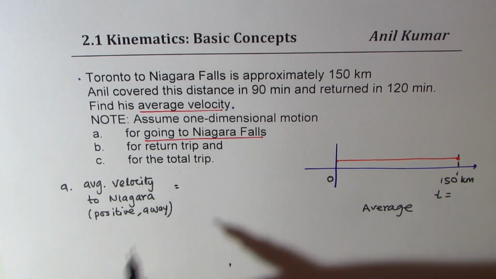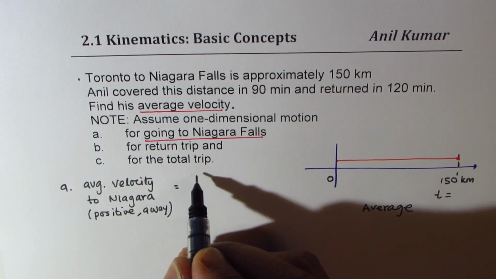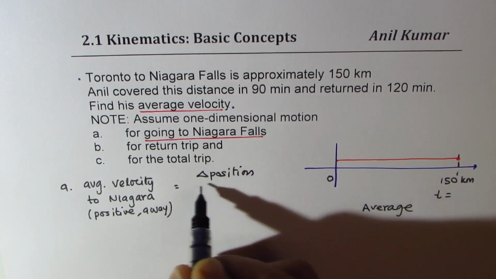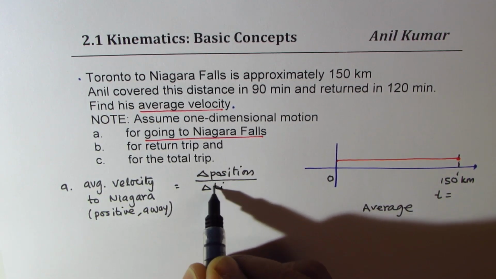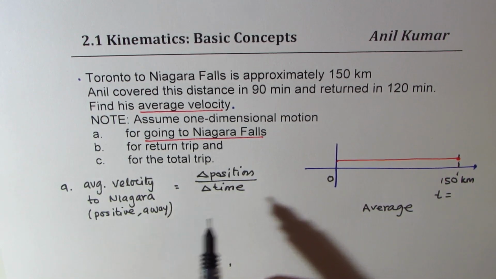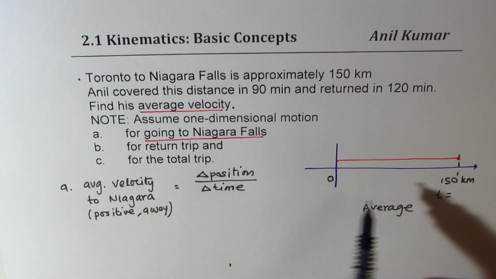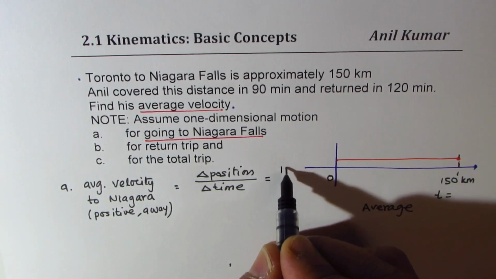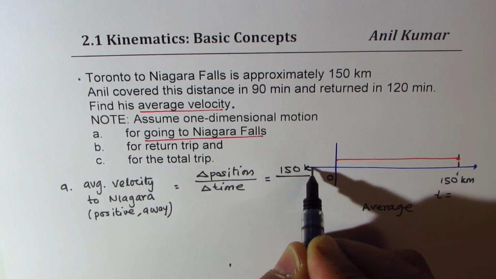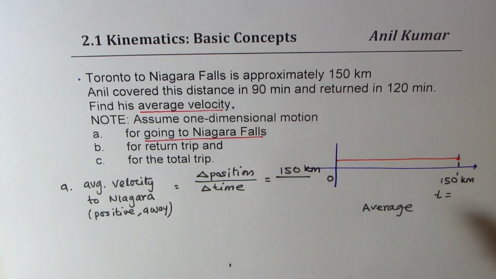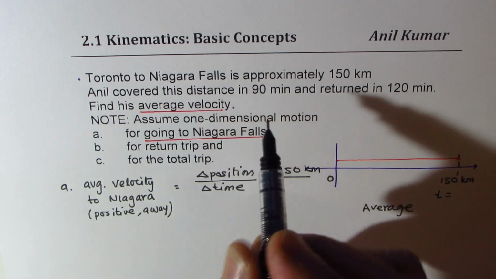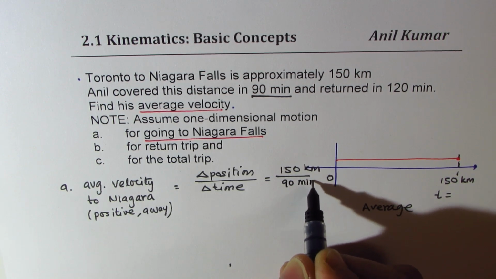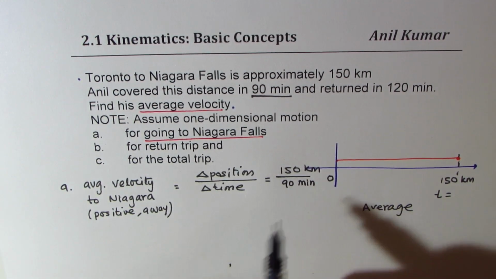So average velocity is change in position over change in time. Now in our case, we'll take the change in position as positive since it is increasing. So we'll say this is 150 kilometers. And how much time did he take? He covered this distance in 90 minutes. So we'll divide by 90 minutes. 90 minutes is 1.5 hours.